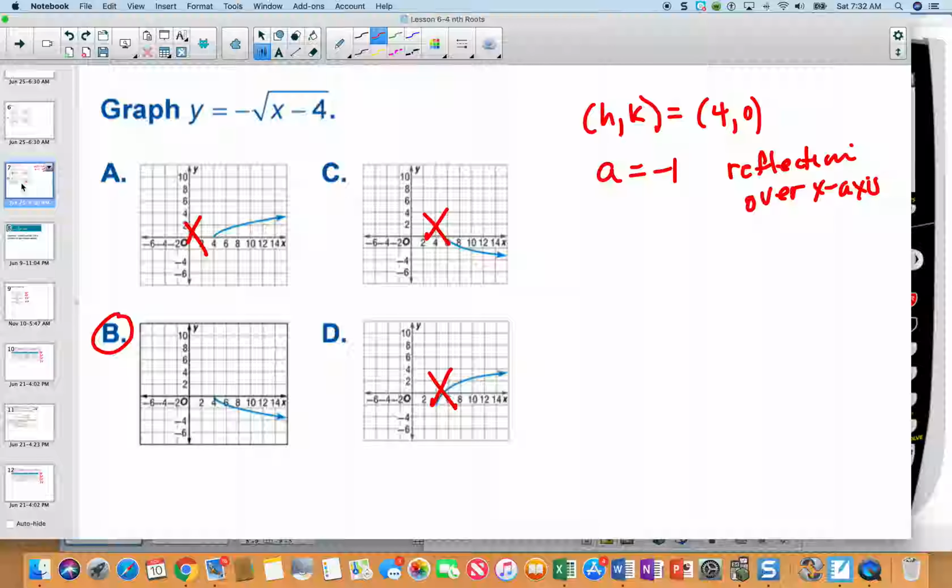point HK, and then I realized that there was a reflection. So that point is actually going to be a maximum, not a minimum, because of the reflection.